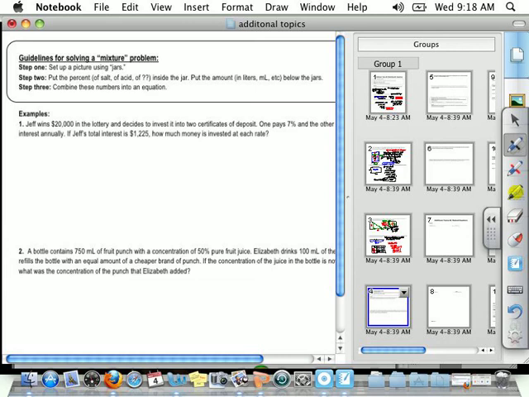All right, so one pays 7% and the other pays 3.5%. If Jeff's total interest is $1,225, how much money is invested at each rate? Okay, so he's taking $20,000. We don't know if he's doing $10,000 in each one. We're not really sure. So I'm going to draw these little buckets, so these jars.